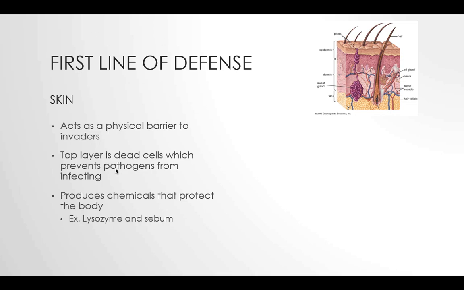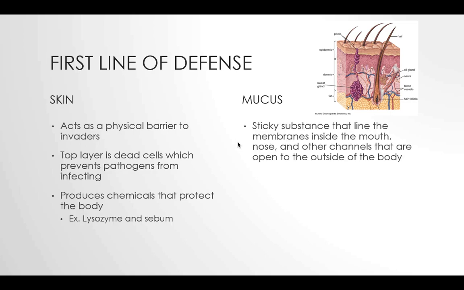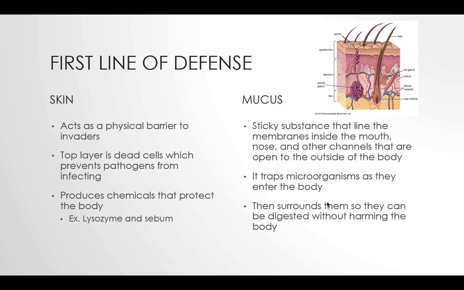Okay, so that's skin. We also have mucus. Mucus, we all know what that is. It's a sticky substance. It lines the membranes inside the mouth, the nose, and other channels that are open to the outside of the body. And its function is to trap microorganisms as they enter the body. Okay, once they do that, then they can be digested and they don't harm the body. So skin and mucus, very important.